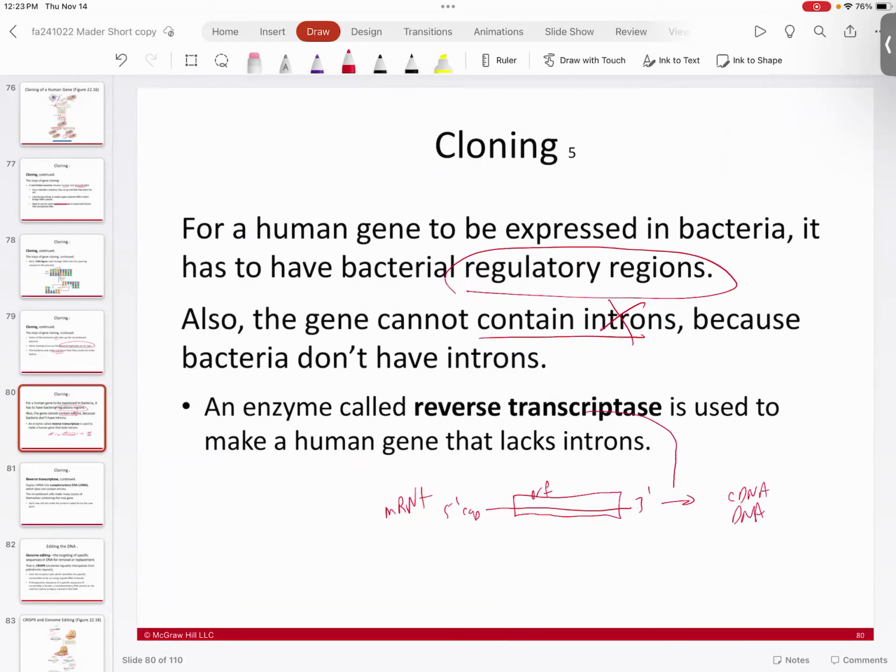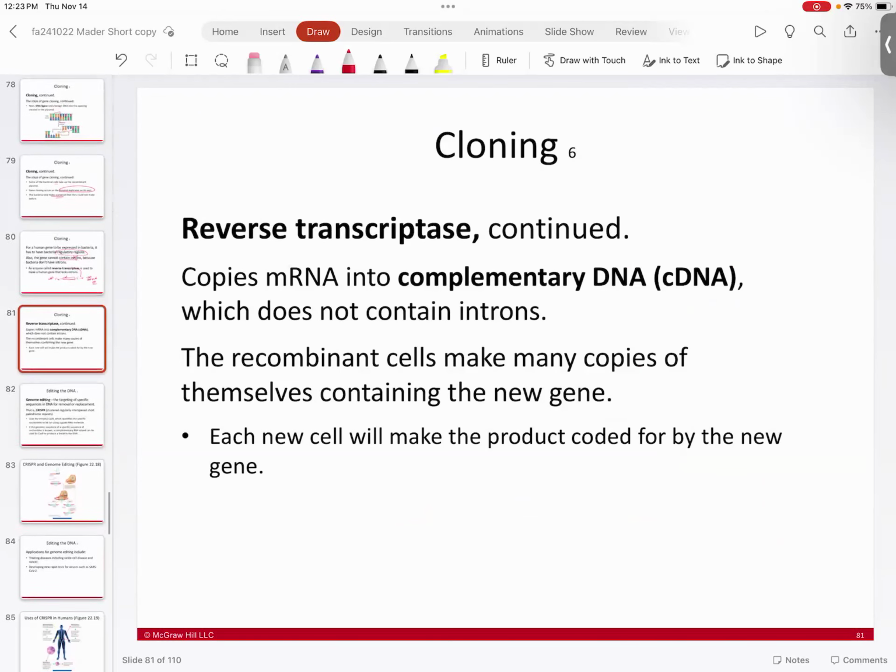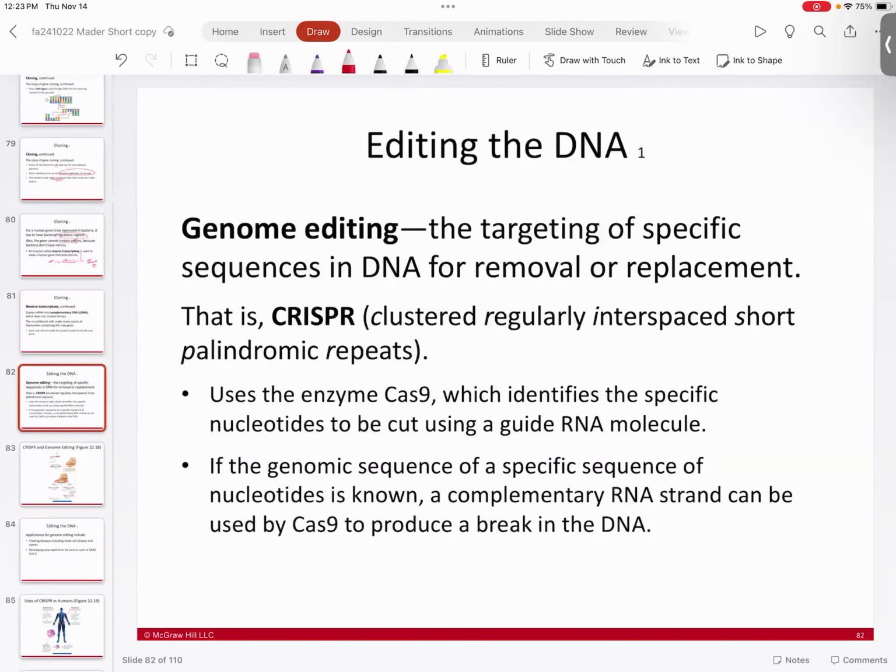So reverse transcriptase will make a DNA copy of the RNA. And that'll give you a reading frame without introns that you can put in. So basically, you'll make this clonal DNA or cDNA, a copy or complementary DNA. And so this will allow the bacteria to recognize the gene and to know what to do with it. And so you can make a new product with this. In this case, it's insulin. It's new for the bacteria. It's not for us, right? Because we make insulin. Now, what about editing?